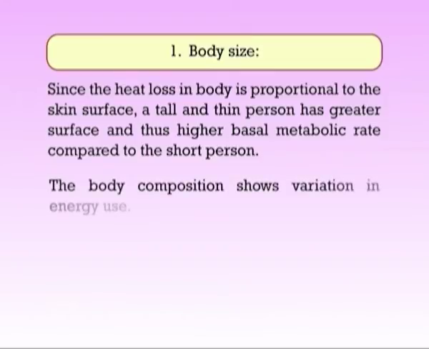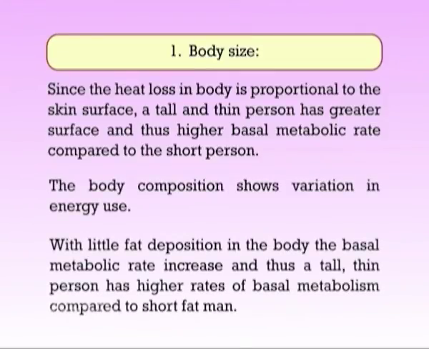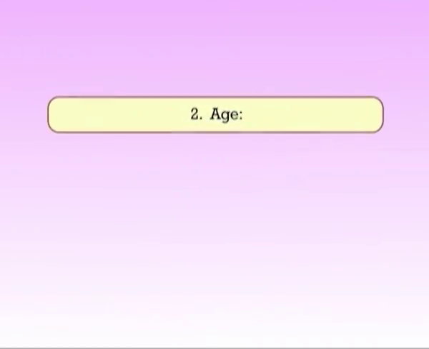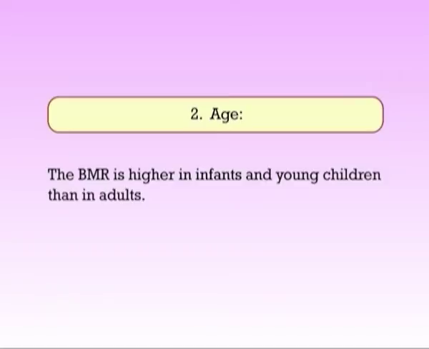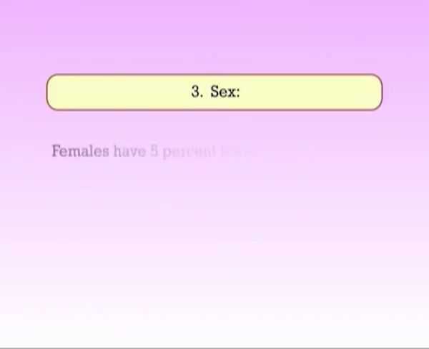The body composition shows variation in energy use. With little fat deposition in the body, the basal metabolic rate increases, and thus a tall, thin person has a higher rate of basal metabolism compared to a short, fit man. Next, age. The basal metabolic rate is higher in infants and young children than in adults. Next is the sex. Females have a 5% lower basal metabolic rate than males.